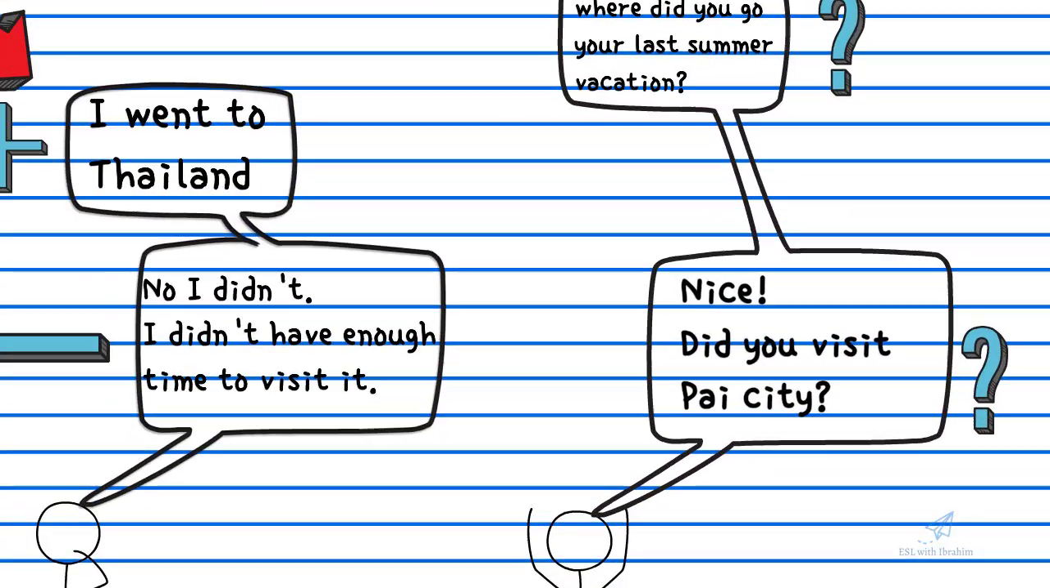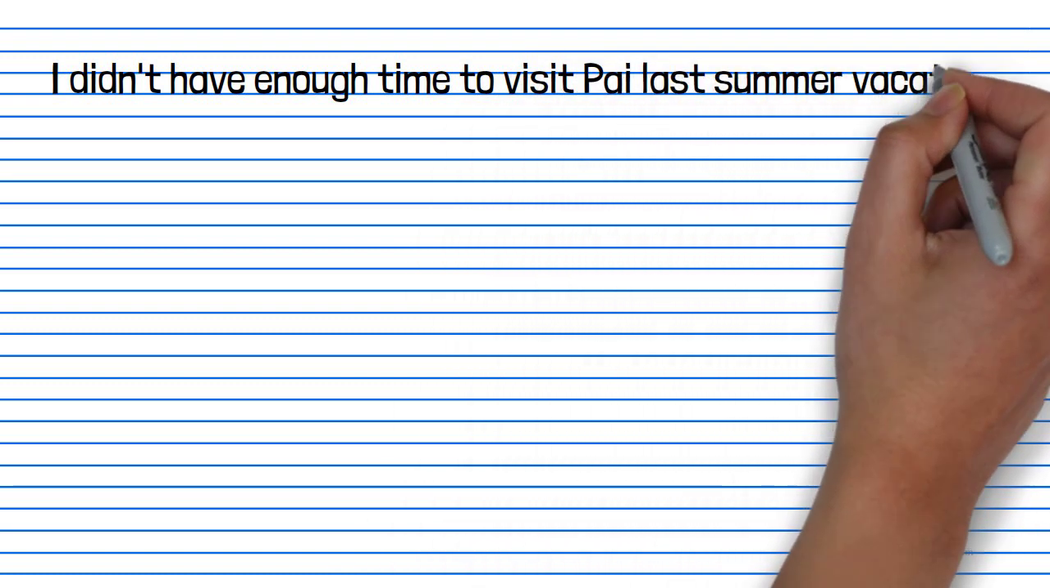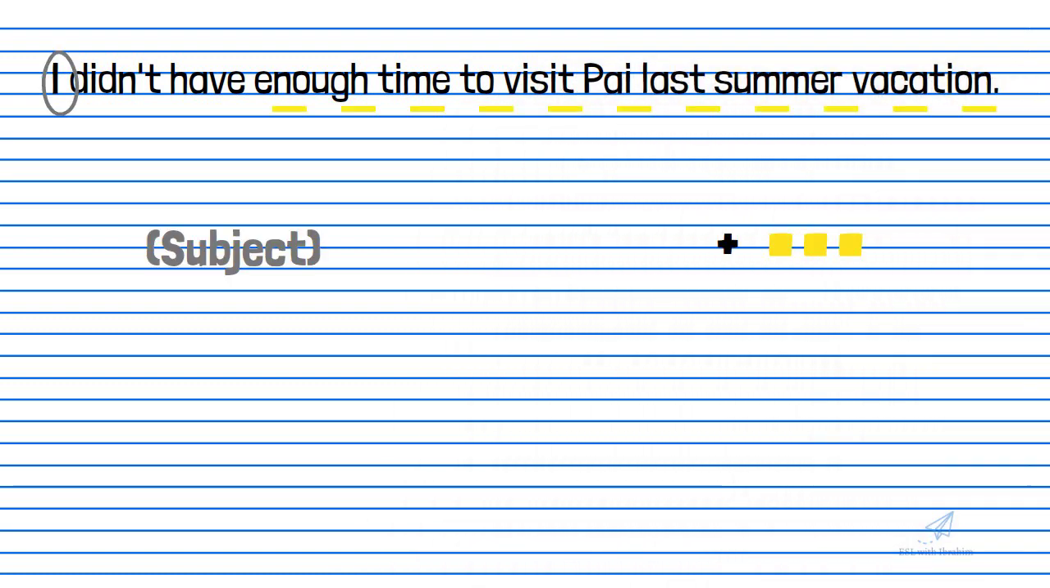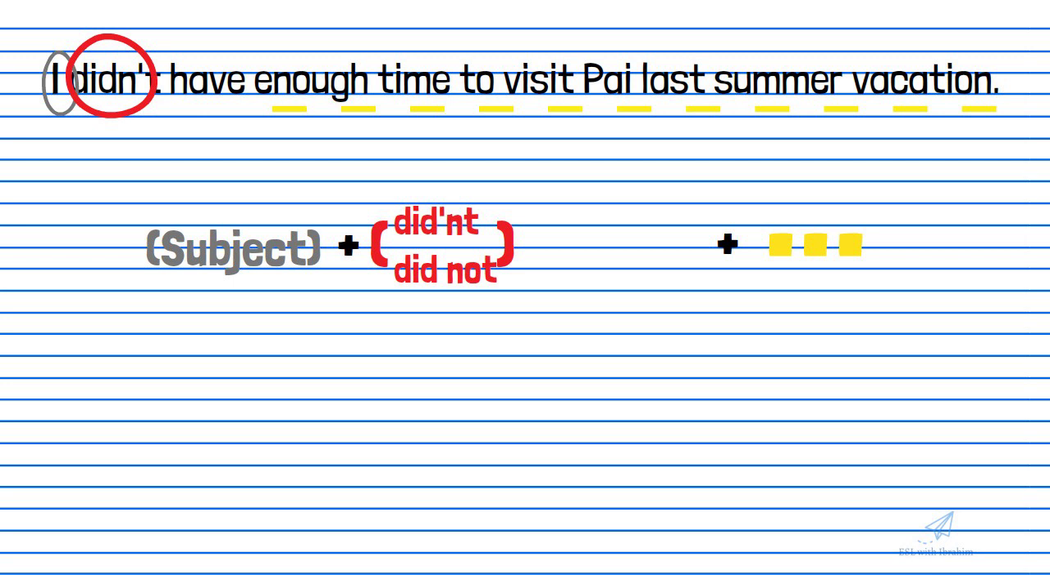Let's move to the negative. I didn't have enough time to visit Pai last summer vacation. From affirmative to negative, two things change. First one, we add didn't, which is the shorter form of did not. Did is the past form of the verb do.